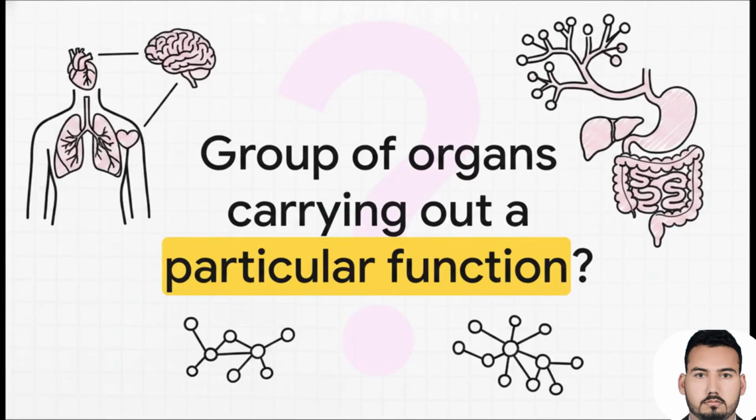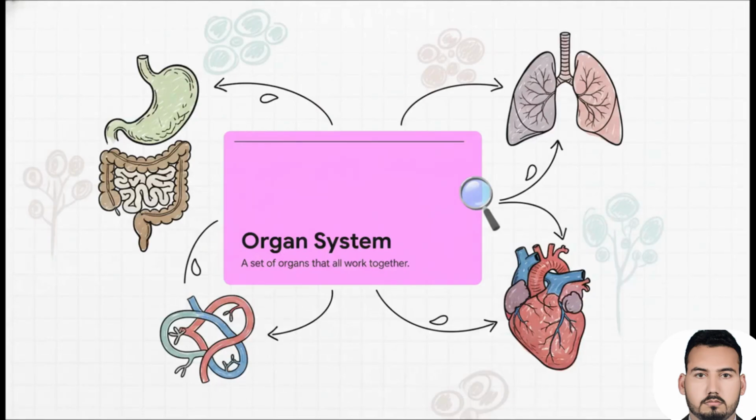Question 4. This tests your knowledge of interacting networks. Fill in the blank. A group of organs carrying out a particular function is an what? An organ system, right? Your digestive system, your respiratory system, your circulatory system, these are all sets of organs just working together in perfect harmony.